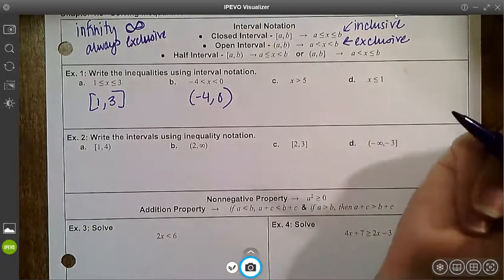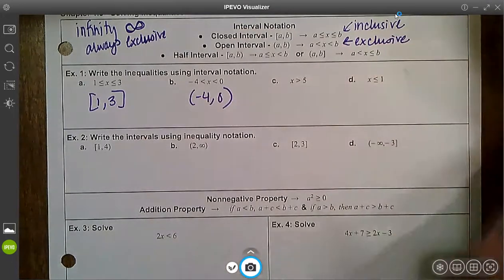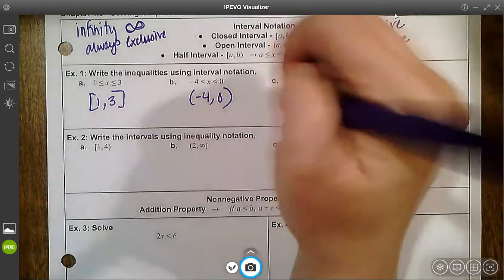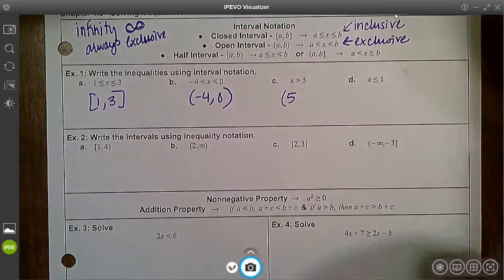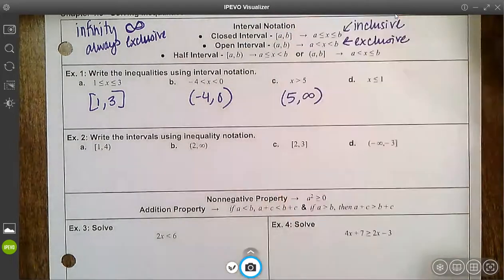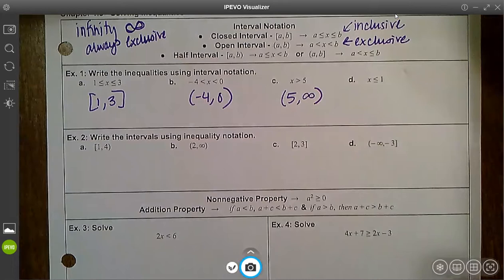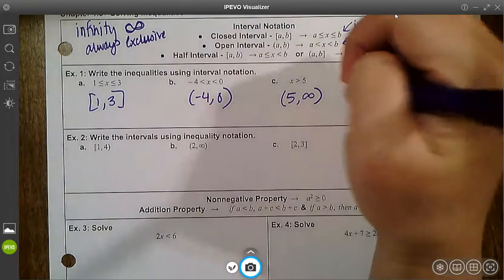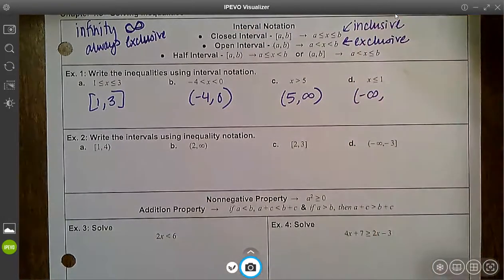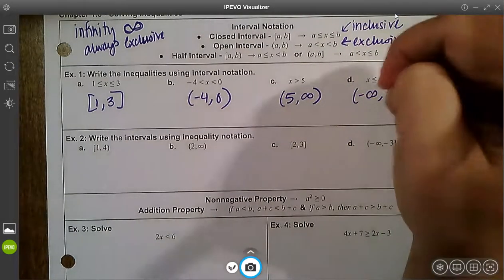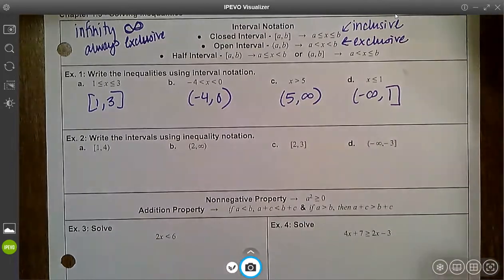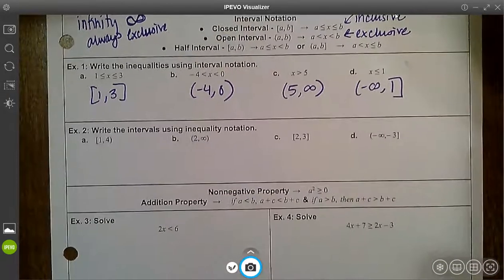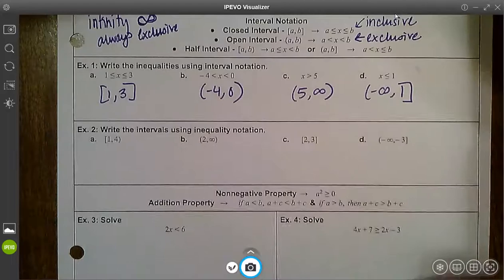X is greater than 5, that means that it has to be bigger than 5, so we're starting at 5. It doesn't have the or equal to, and greater than 5 doesn't have a top restriction, so it's going to infinity. And then less than or equal to 1, the lowest it can be is negative infinity, which has to have the open interval, and or equal to means we have that hard bracket there.